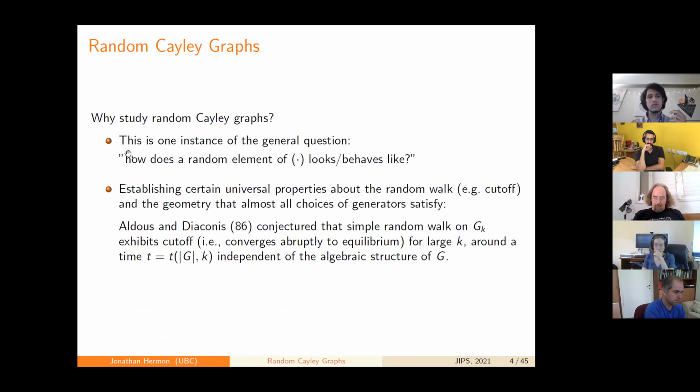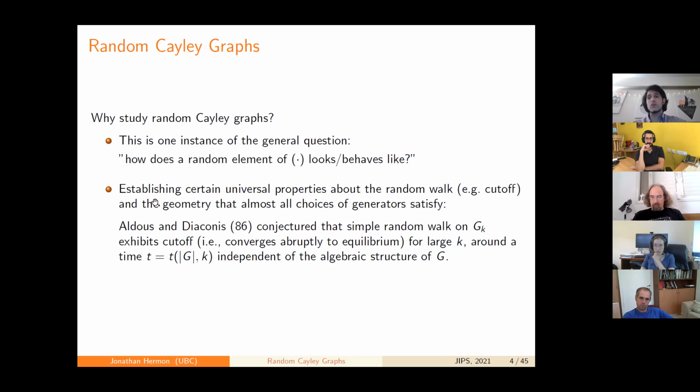To motivate the model, this is really an instance of the general question: how does a generic random element in a certain family of objects look or behave? And studying these types of things really goes back to the pioneering work of Erdős and Rényi about random graphs. But these types of questions have been studied extensively in many contexts.